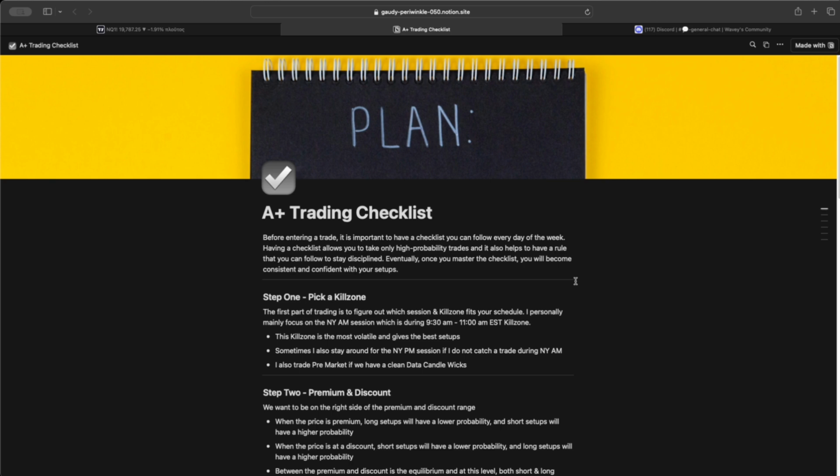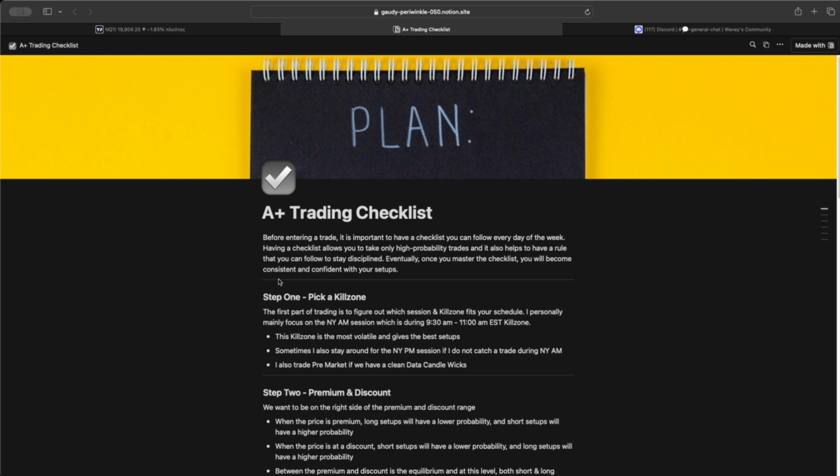And if you don't have a checklist, if you cannot discipline yourself, if you cannot follow a rule, you end up taking random setups, you end up revenge trading, and it just snowballs, where you eventually end up giving up and blowing up all your accounts and such. So it's best to have a checklist that you can follow every single day to build confidence and stay consistent with your setups, and this will help you to not take bad trades. Okay, so that's the importance of having a checklist, and this is the exact checklist that I follow every single day when I'm taking trades.